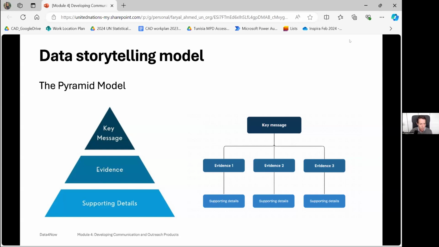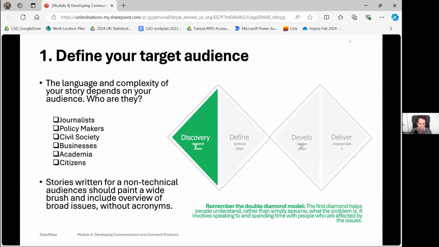In the next slide is the first point, and you've talked about this in the first module, which is defining your target audience and making sure that the people that you're speaking to are going to be understanding your key message and understanding the data that you are presenting. So first, who are your target audiences? So, of course, they can be journalists, policymakers, civil society or business, academia, or even your own citizens. And so, first, it's important to define your audience.